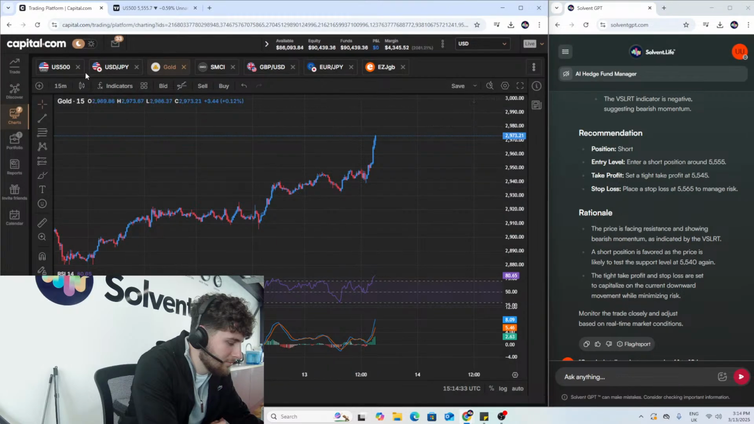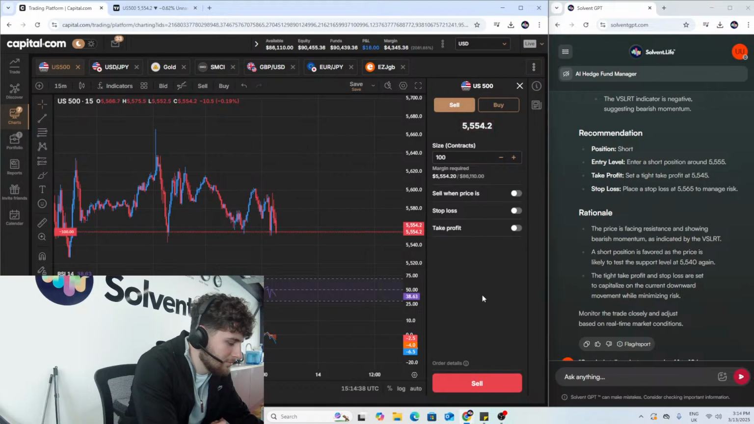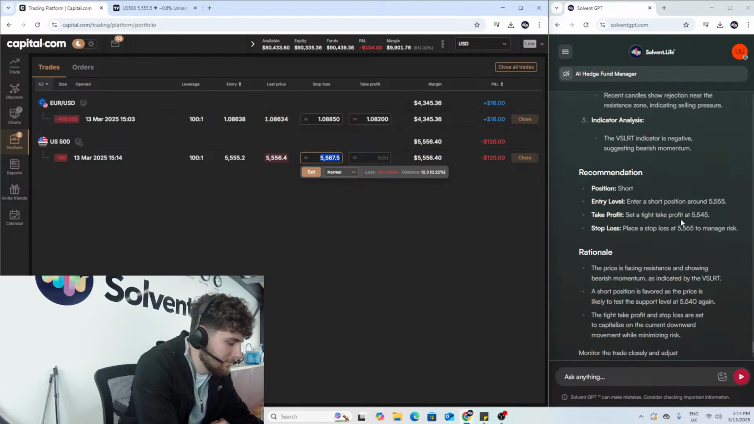US 500. We'll set up a sell order. 100 contracts. Just going to update our portfolio. So the recommendation was take profit. That was our take profit, 5545. Then our stop loss is recommended to be 5565.